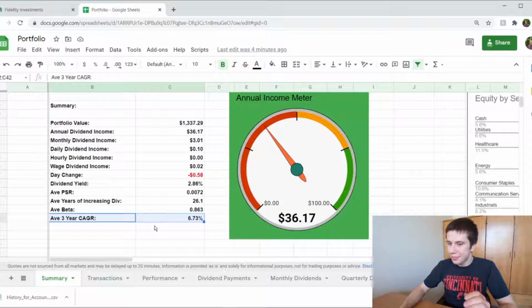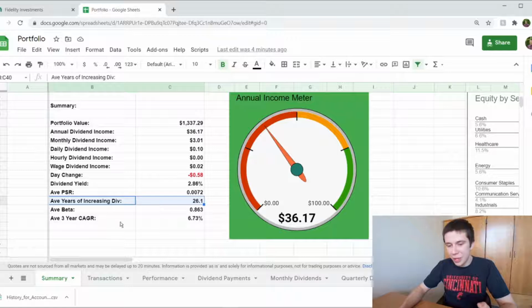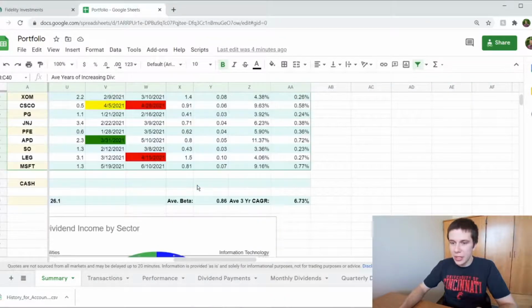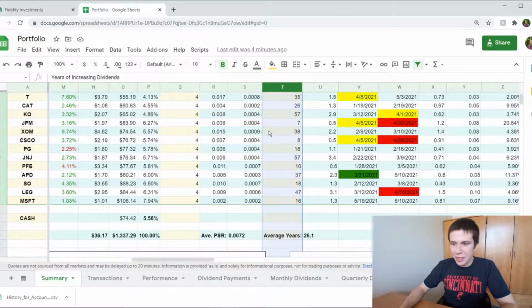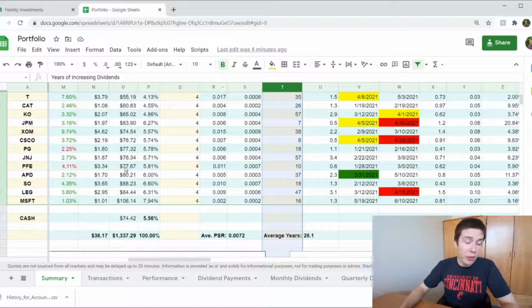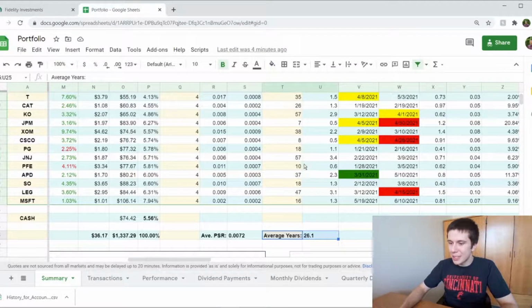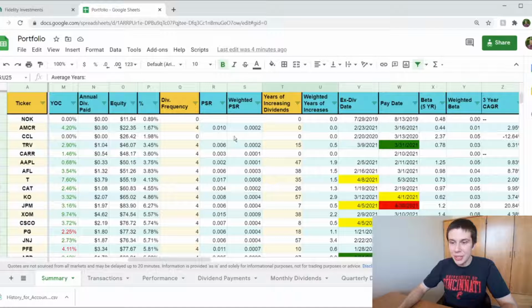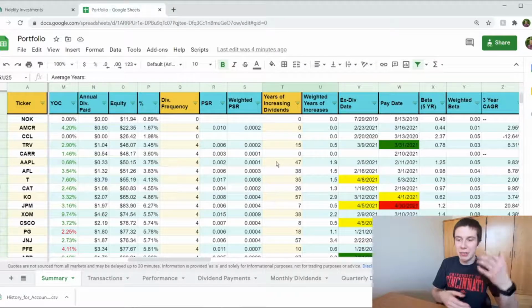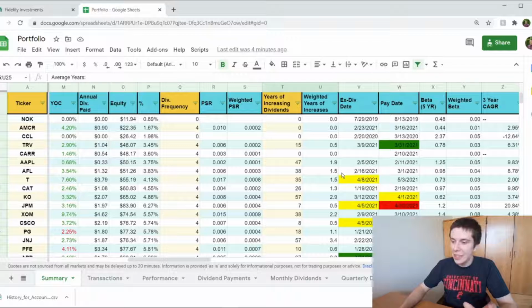And then the other thing I want to point out is the average years of increasing dividends across my portfolio is 26. I have this column right here where I list the years that each company has been increasing their dividends, and then I weight them out based on the portfolio allocation. So the average is actually about 26.1, which is pretty cool because that basically means my portfolio as a whole is a dividend aristocrat technically. And that's even including some companies like Nokia and Carnival that don't even pay dividends, so that weighting is influencing that as well. So that's pretty cool, I think.